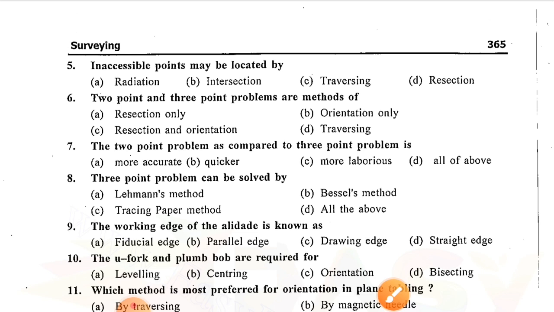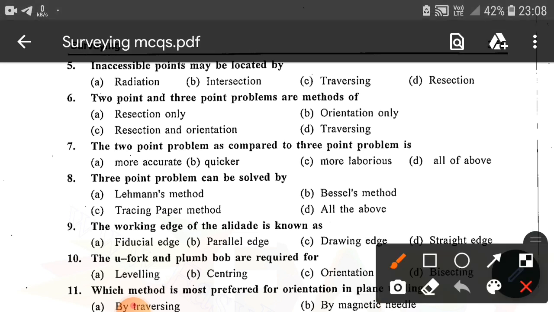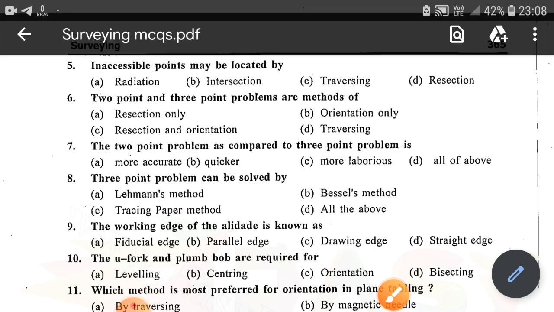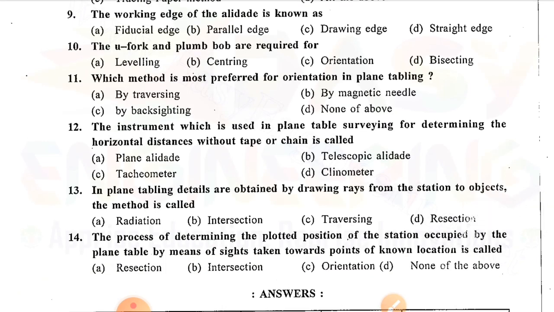Question number 10, the U-fork and plumb bob are required for. Option B is correct, centering. Question number 11, which method is the most preferred for orientation in plane tabling? Option C is correct, by backsighting.